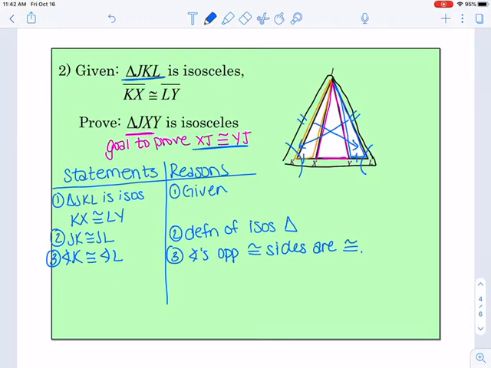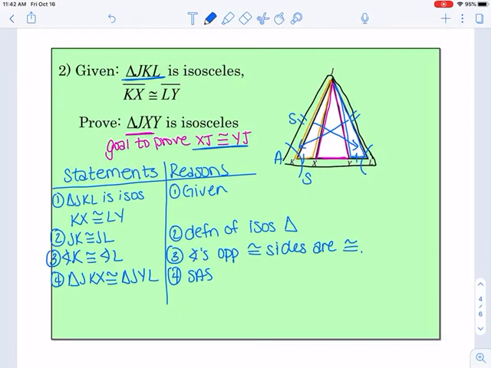Okay, and now I have enough information to prove that the two triangles, the orange triangle and the blue triangle, are congruent. I have a side, I have an angle, and I have another side. So now I'm going to say that triangle JKX is congruent to triangle JYL. And again, that's going to be because of side, angle, side.